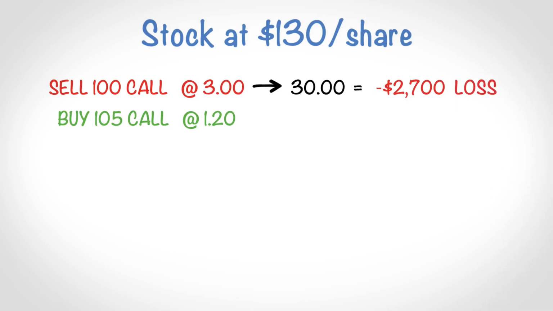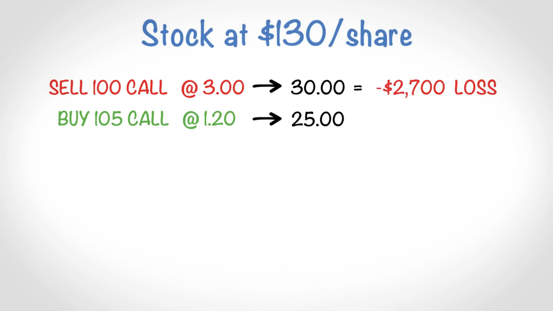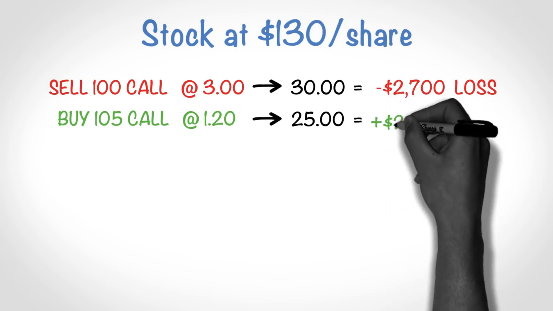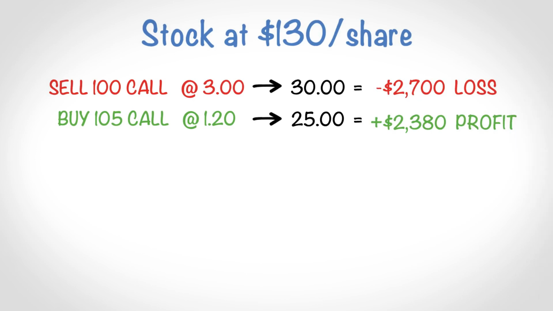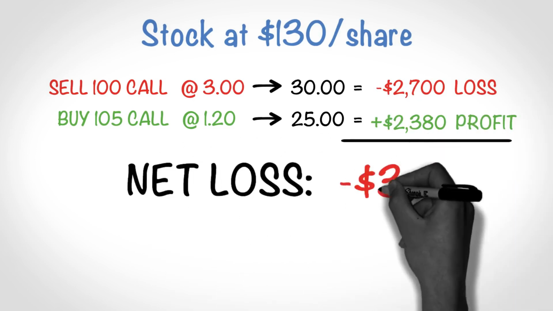but fortunately we traded a vertical spread instead of selling the naked call. Our 105 strike call that we bought for $1.20 is now 25 points in the money. So even though we lost $2,700 on the short call, we made $23.80 on the long call. So our net loss is just $320.